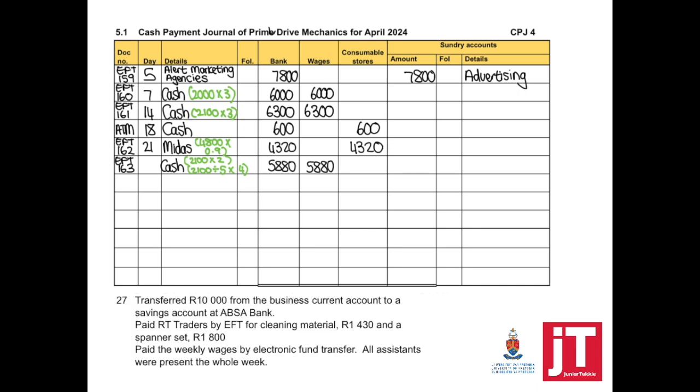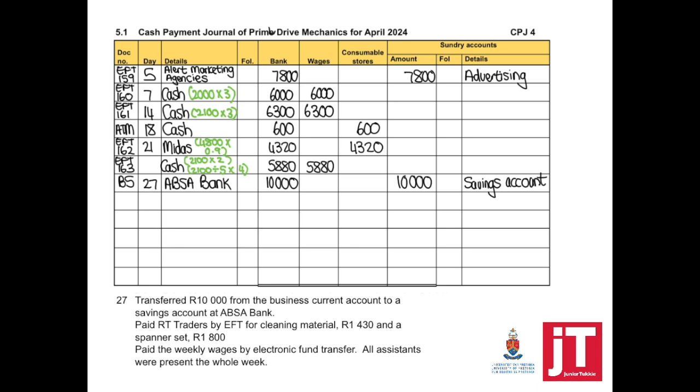Day 27. Transfer 10,000 from the business current account to a savings account. It means on day 27, our source document is going to be bank statement. I took money from the business bank account and paid it into a savings account at Absa. That's why details, Absa Bank. Why did we make this payment? Because we put money into our savings account.